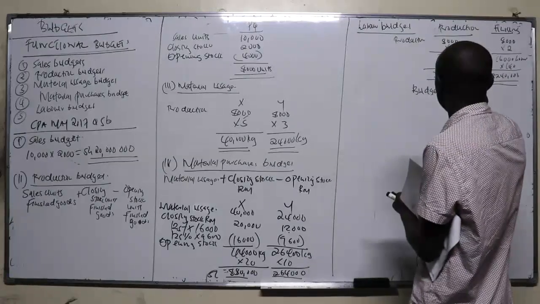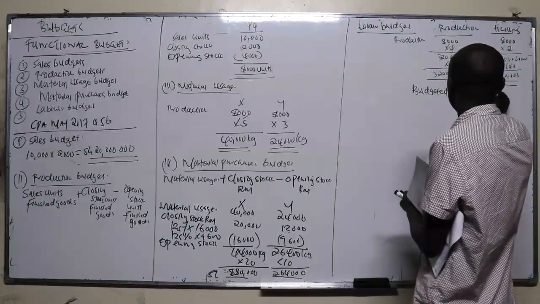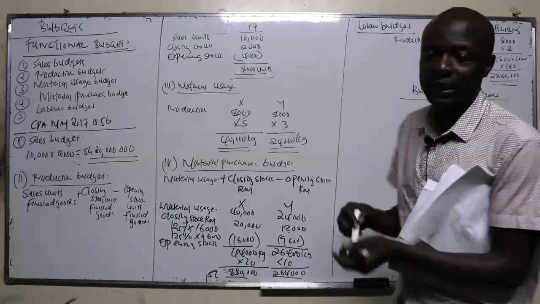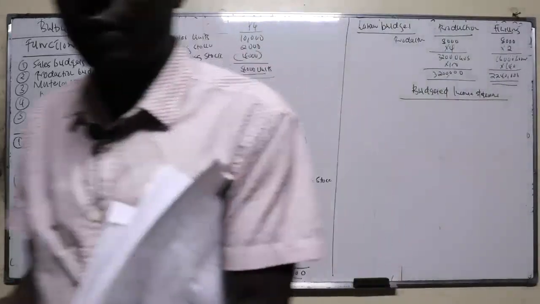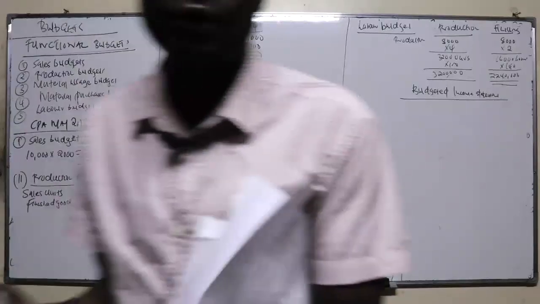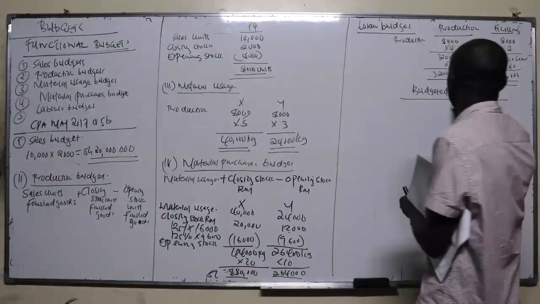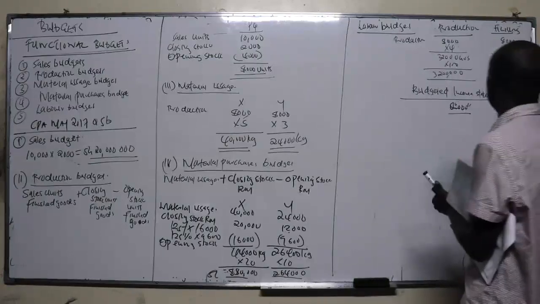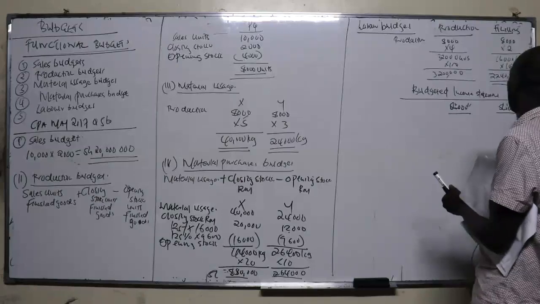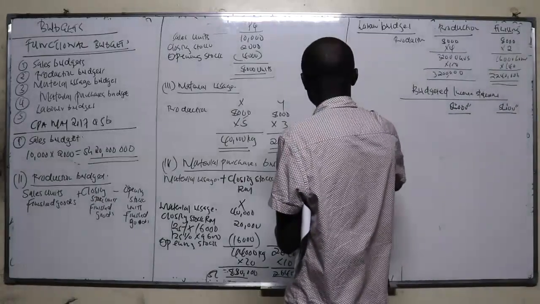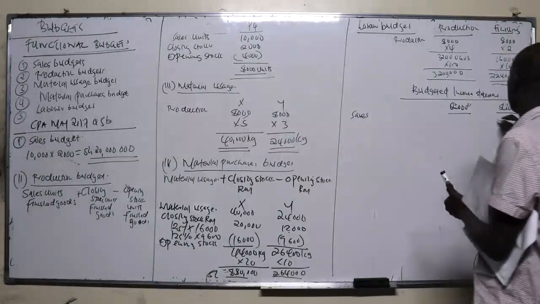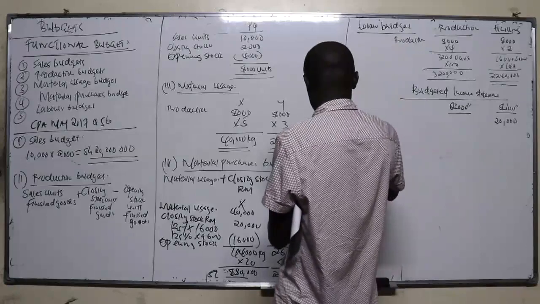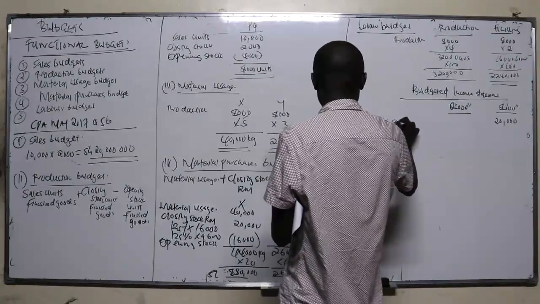And then lastly, they want us to do what we call the budgeted income statement. So when they tell you budgeted income, we have revenue, we have the cost of production or cost of sales, and then we have shillings and thousands. So we have the budgeted sales. So the budgeted sales is how much? 20 million, isn't it? And then you less cost of sales.